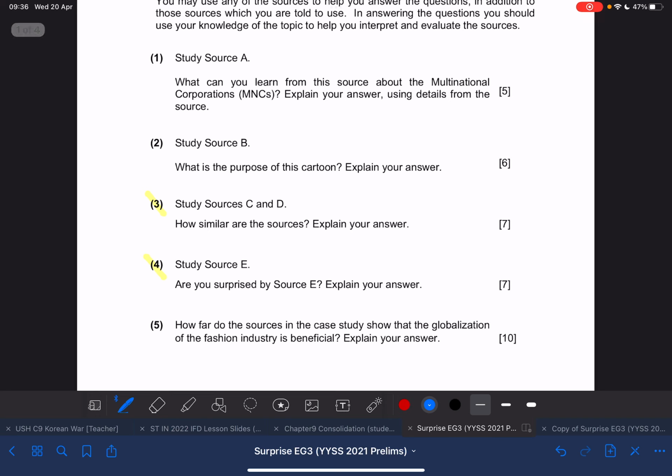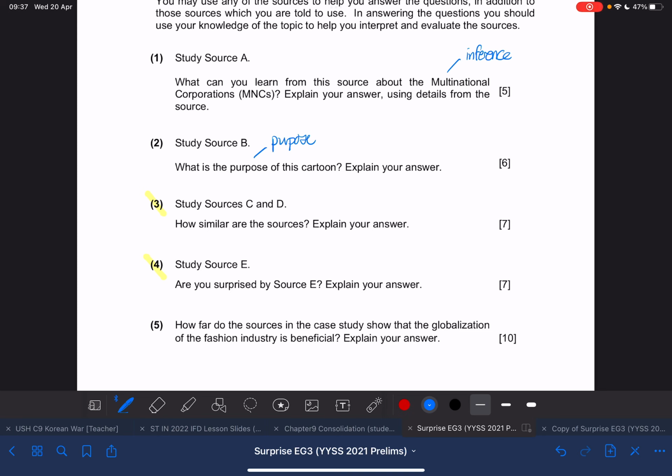Whenever you get your question paper, the first thing that you should do is to analyze the questions and figure out what is the main skill that's being tested. So for example, if I'm looking at question 1, what can you learn from this source about the multinational corporations, or MNCs for short? I will immediately remember this is going to be my inference question. That's the main skill that's being tested. For question 2, what's the purpose? This one's quite clear, purpose, skill.